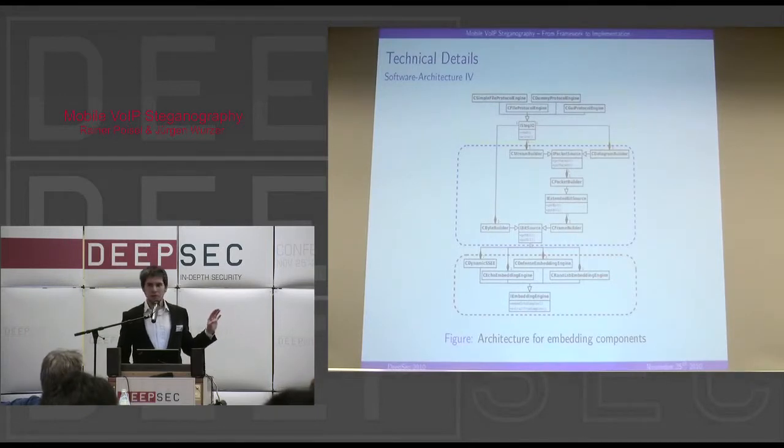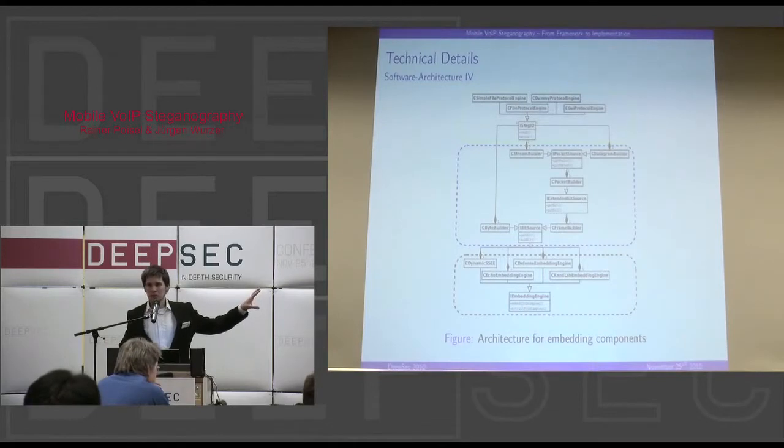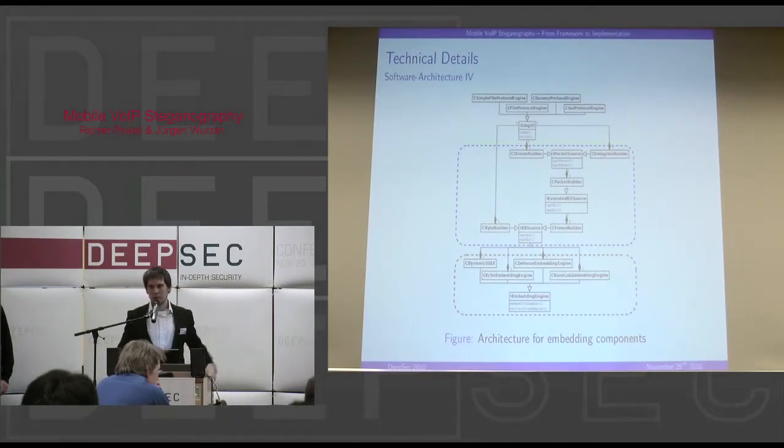I also wanted to mention some facts about the embedding architecture as well. It consists of 3 parts. On the lower part, you don't need to see what's in the boxes, but in the red box you can see that we have different embedding algorithms implemented. And these embedding techniques require data to be embedded. So the green box on the top represents the data which is embedded into the cover medium using the embedding algorithms on the lower end.